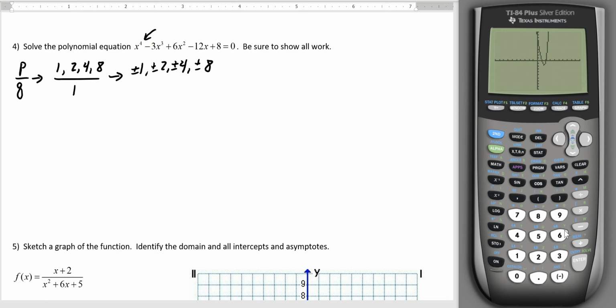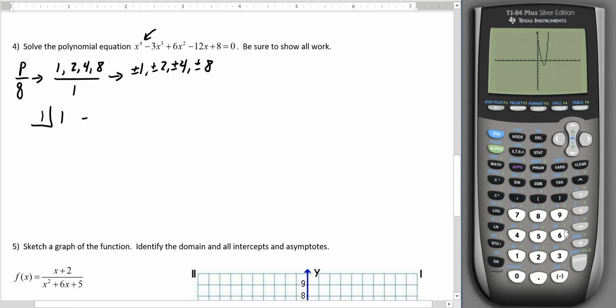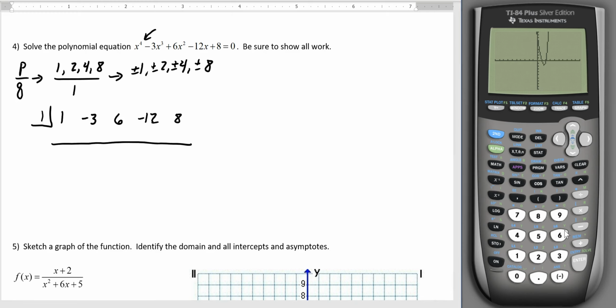So remember, to do that, I can use synthetic division. I just throw the 1 in there. I have 1, negative 3, 6, negative 12, and 8. And if this works, that remainder will be 0. So I start by dropping the 1. That'll give me positive 1, negative 3 plus 1 is negative 2. 1 times negative 2 is negative 2. 6 minus 2 is 4. 1 times 4 is 4. Negative 12 plus 4 would be negative 8. 1 times negative 8 is negative 8 and 0.